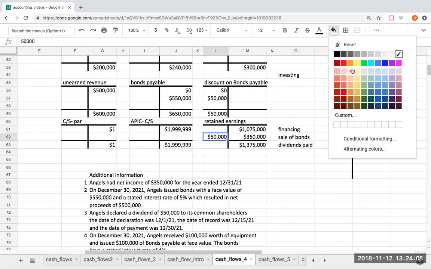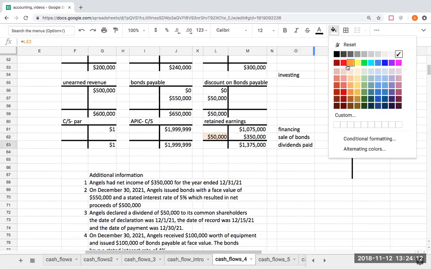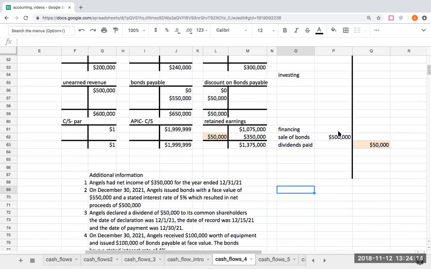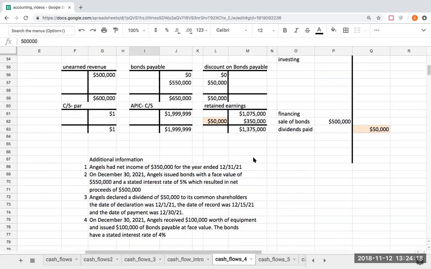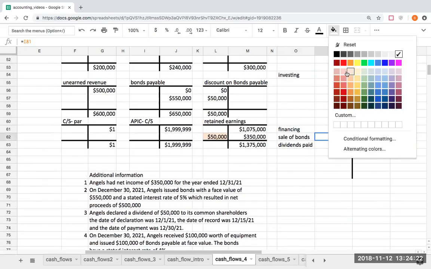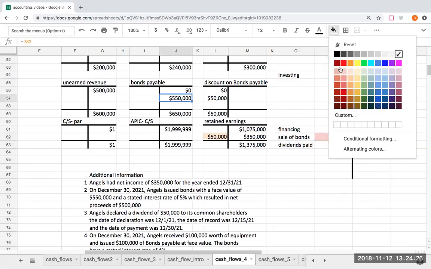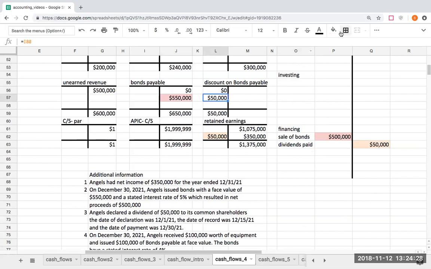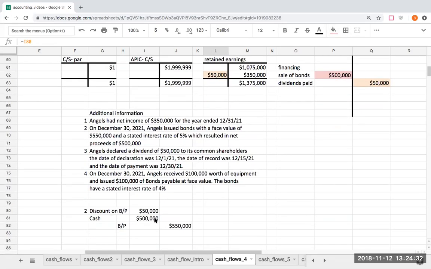Okay, so we have that there, and we can go through and do some highlighting here in case we want to go back and take a look at the work. And we'll just put that right up there. This $500,000 is really coming from this journal entry, but at the same time, it's also the net amount of these two transactions. And I'll highlight all these down here so we can see where those are coming from.